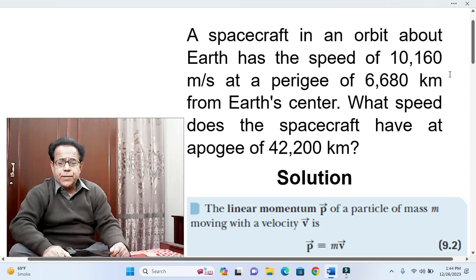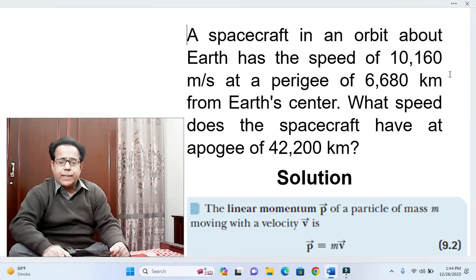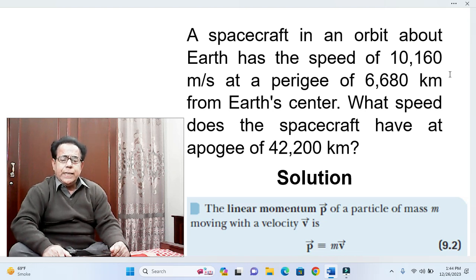A spacecraft in an orbit about Earth has the speed of 10,160 meters per second at a perigee. What is perigee? We will see later in this problem. Okay, at a perigee of 6,680 kilometers from Earth's center. What speed does the spacecraft have at apogee of 42,200 kilometers?